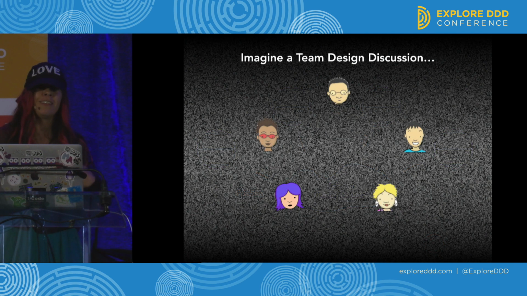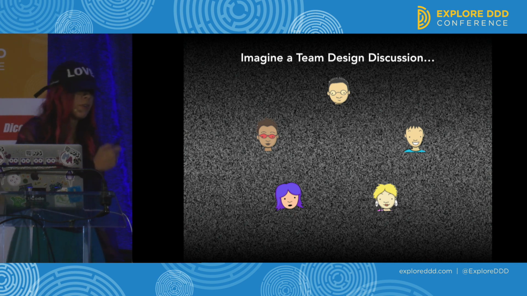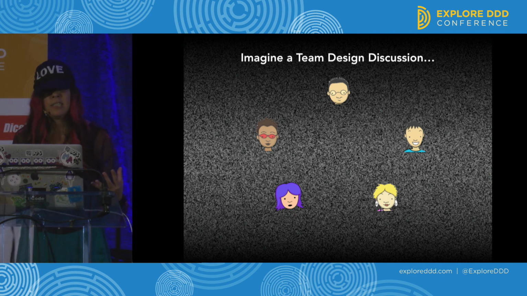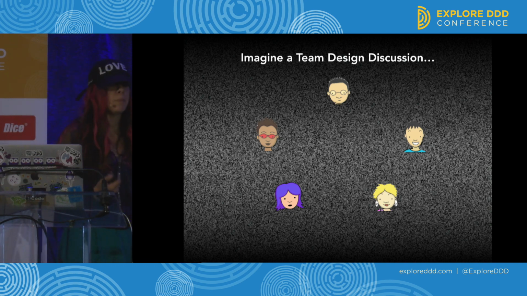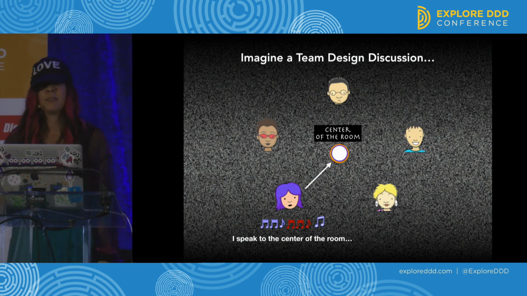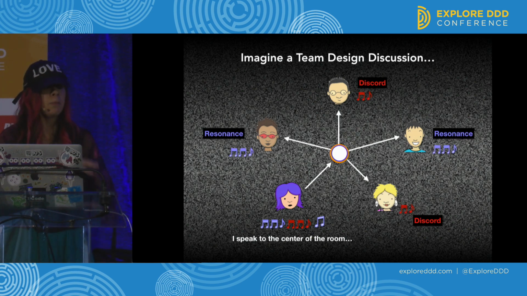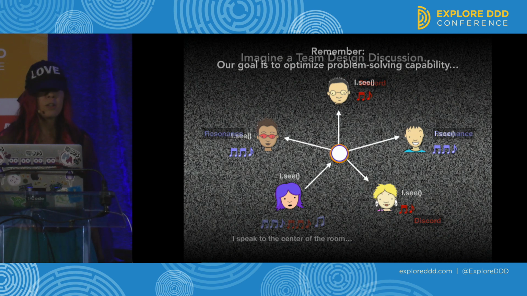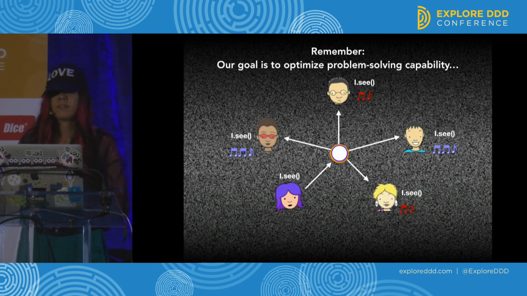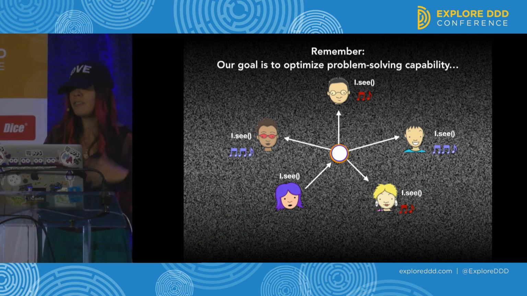So now imagine a team design discussion. We've got these 5 people in the room, and I want to say something. When I talk to my team, I don't really talk to anyone in particular, right? I speak to the center of the room, right? And then various people respond in different ways. And remember, our goal is to optimize our problem-solving capability and leverage this fact that we all see differently. That's a cool thing, right?